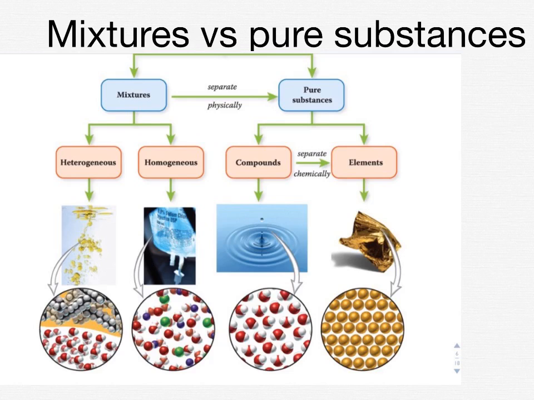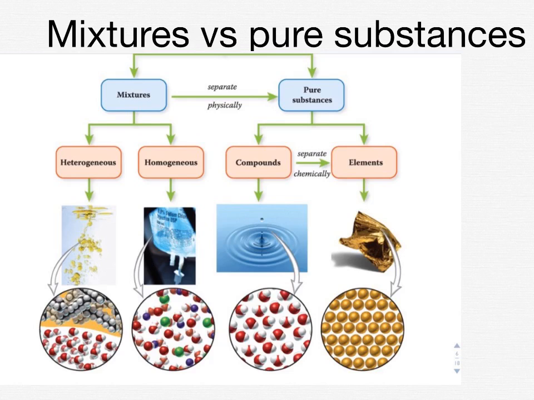Let's start on the far right-hand side. This is a picture on the far right-hand side of gold. And it's depicted by gold-colored balls. And you'll note that all those little balls are the same, they're the same color, because the element of gold is made up of only one kind of atom, gold atoms.